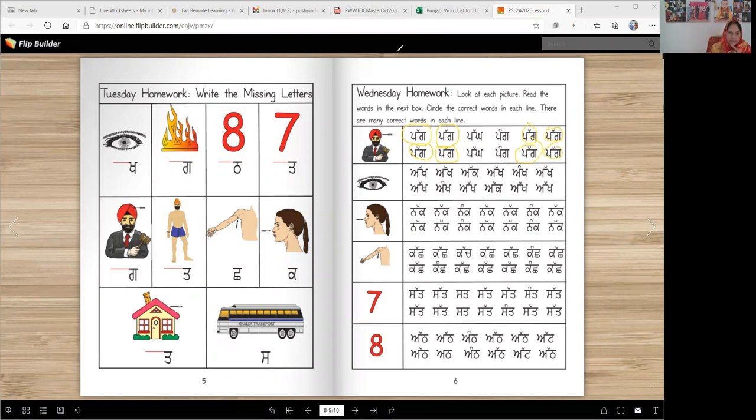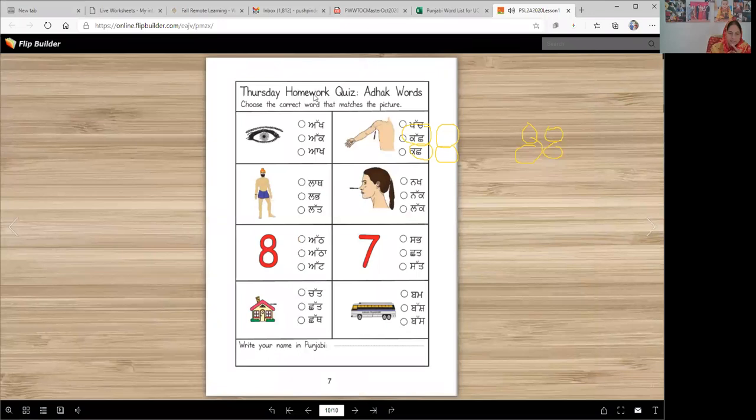Okay? And then on the next page, you're taking the quiz. So you look at this picture, what word is the correct word for that picture? And that's all. And in the end, you write your name in Punjabi. I hope you have learned it.